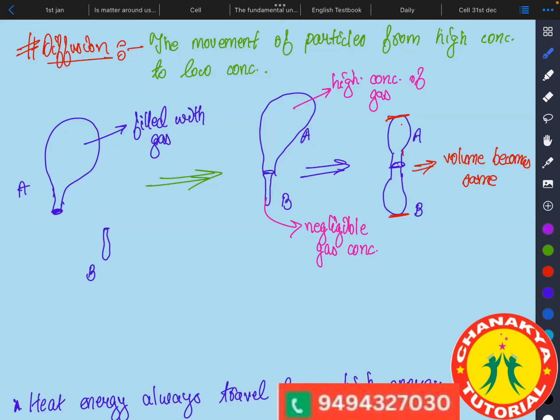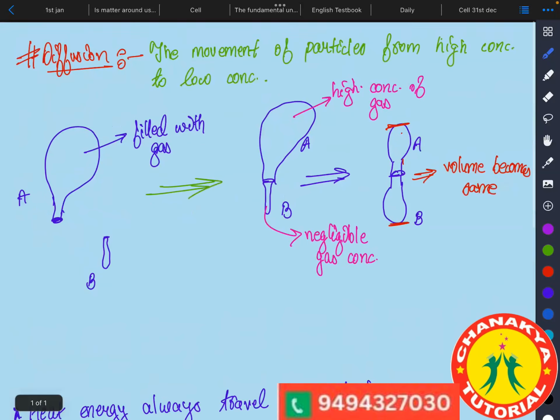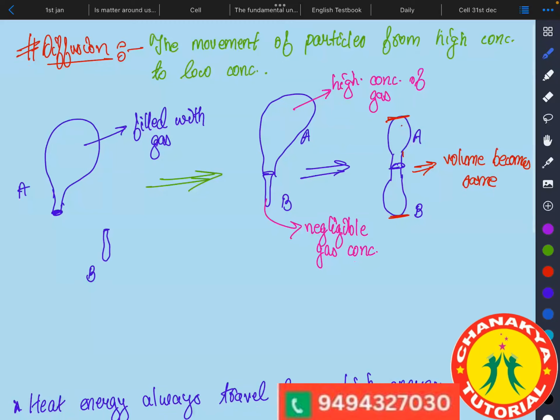You will come across this phenomenon in almost every standard of your class. When you go to 9th, 10th, 11th, 12th, in every class you will come across this phenomenon of diffusion, because diffusion is a basic phenomenon which occurs in our surrounding. Whenever there is a difference in concentration, there is diffusion. Okay, fine.